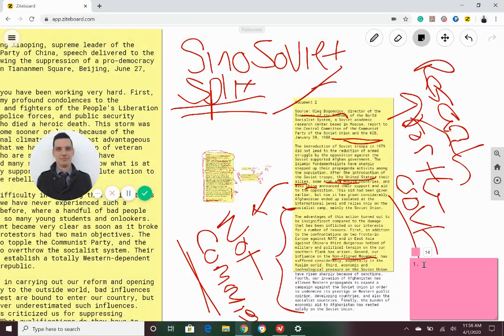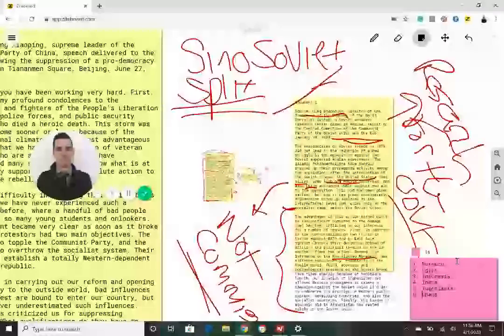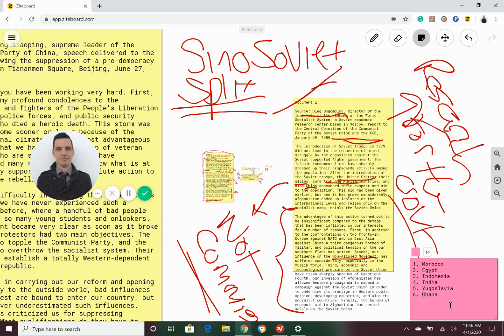So 1, Morocco. 2, Egypt. 3, Indonesia. 4, India. 5, Yugoslavia. So these are just a couple. Ghana also got involved with this. There are several more, but those are the basics. Those are the ones you need to know about. So Morocco, Egypt, Indonesia, India, Yugoslavia, and Ghana. Yugoslavia is the only one which is a fellow communist nation, so they are communist.